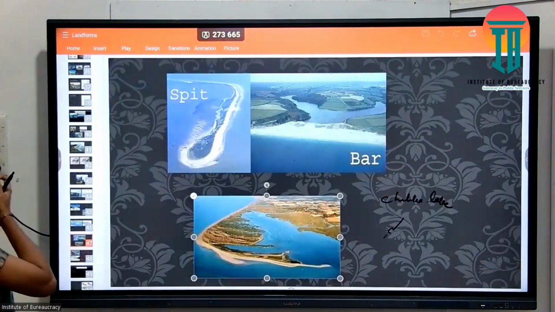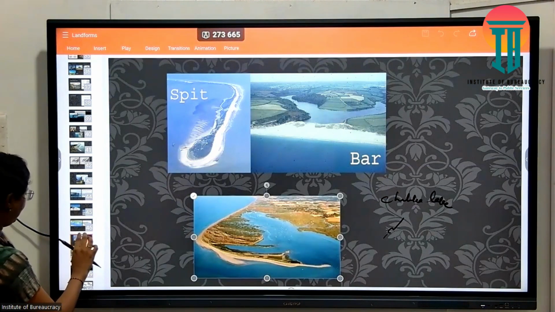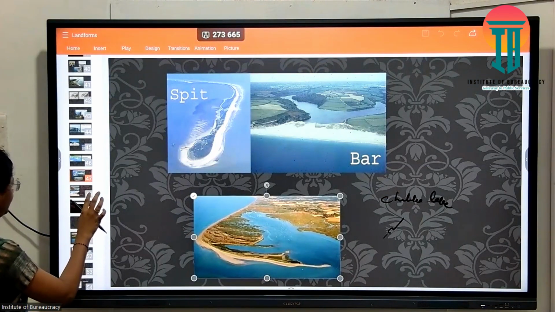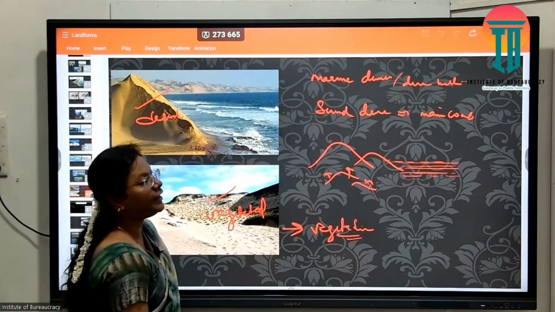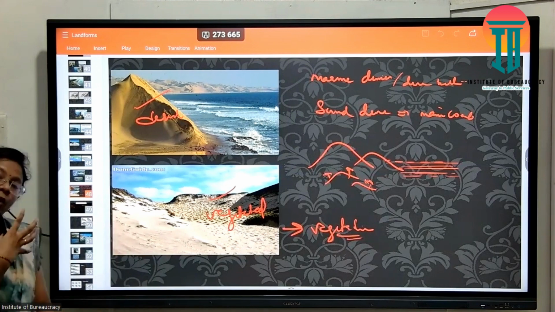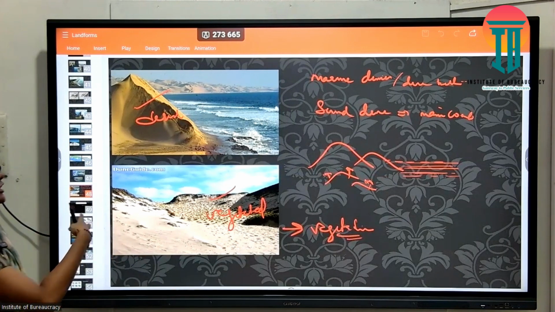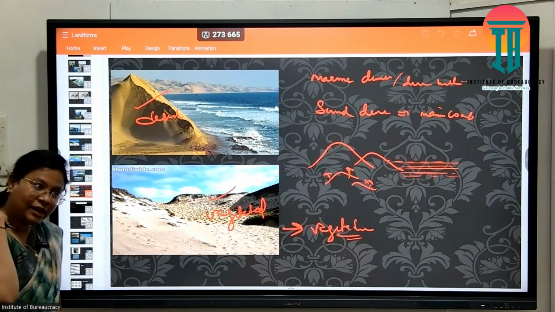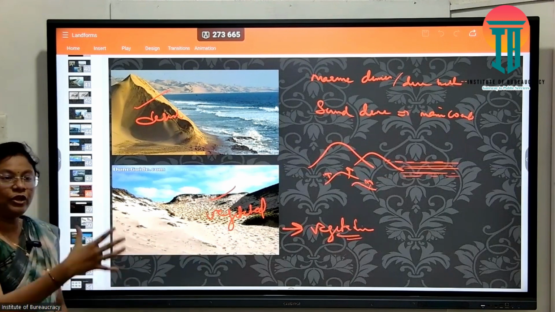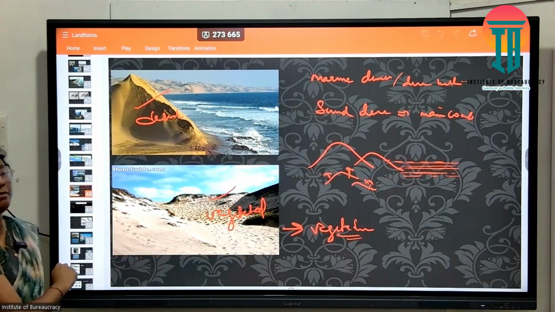Okay, fine. So these are my depositional features. Another important depositional feature is known as marine dunes. When the sediments are so intense and so huge, especially in arid and semi-arid regions, these are also accumulated by wind action. So wind also favors the development of marine dunes.